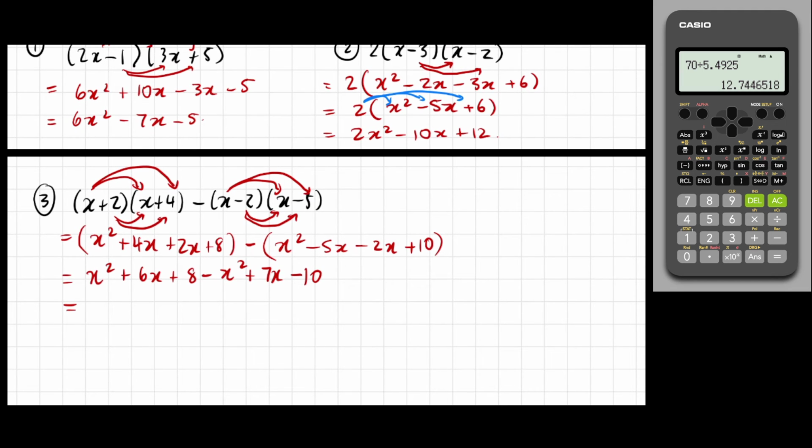And then finally, we can put this all together. x squared minus x squared, those are going to cancel out, so they disappear altogether. 6x plus 7x becomes 13x. 8 minus 10 is equal to negative 2. That's your whole answer. So we've completely removed that x squared before we even got to an answer. So look at that. x squared's disappeared and we've got just a regular linear solution. So pretty wild what can happen if you ask me.